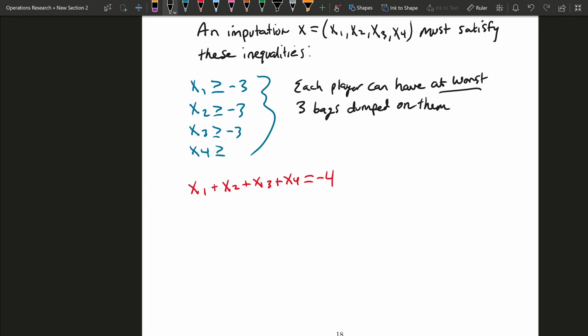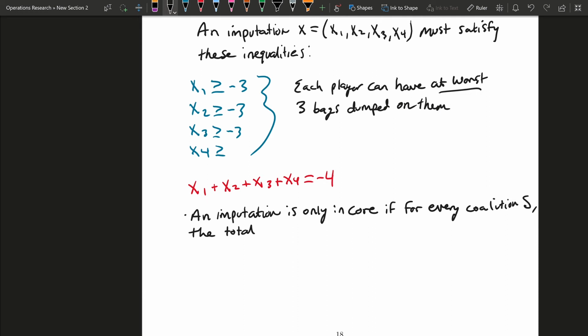Now, moving forward here, we can say that an imputation is only in the core if for every coalition S, the total rewards for players in set S is at least as big as the characteristic function for that set.